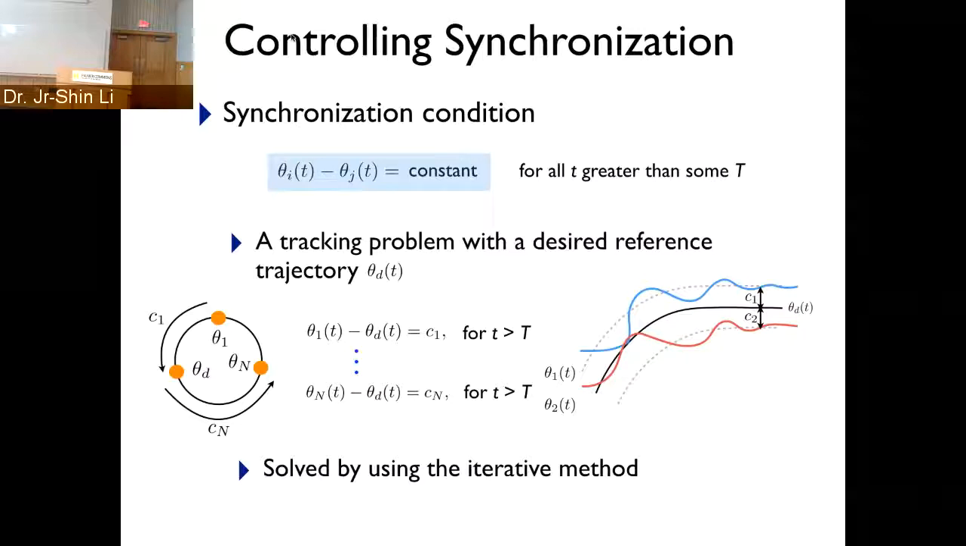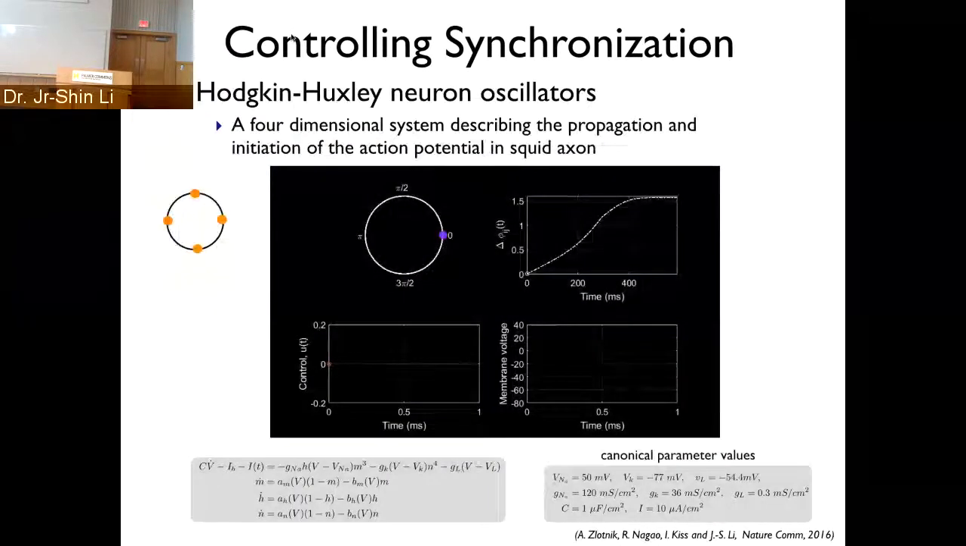Originally this could be a very challenging design problem. You have a population of nonlinear neurons, and you want to design inputs so that you can make the phase lock. But if we look at this in this way, we can formulate it as a tracking problem. Basically we are just trying to track this trajectory at this constant distance.